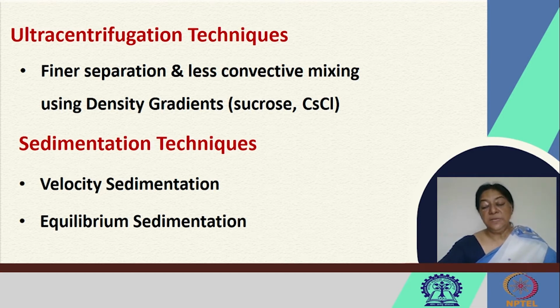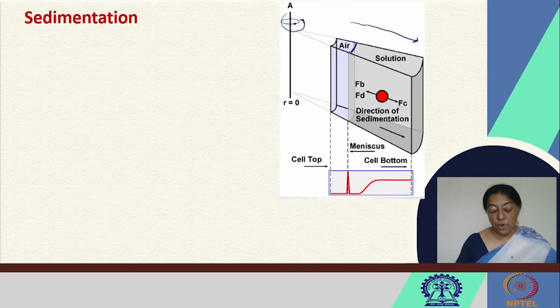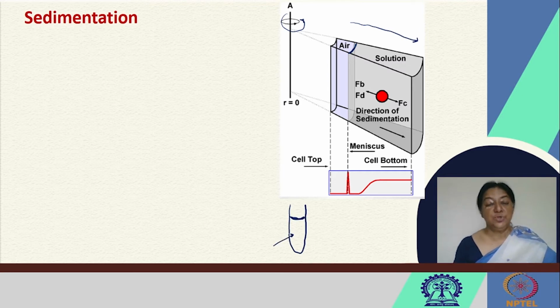In the sedimentation technique, what we look at is a motion. This is our centrifuge tube, and this is where our solution is. As this rotates around our axis, the solution that is present here has a meniscus at the top of the tube, as we would see. So if this is the tube, we would have a meniscus of the so-called homogeneous solution that we start off with.